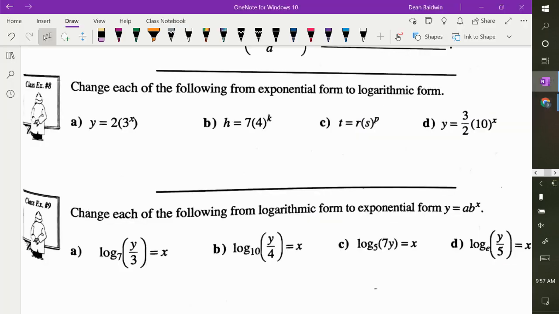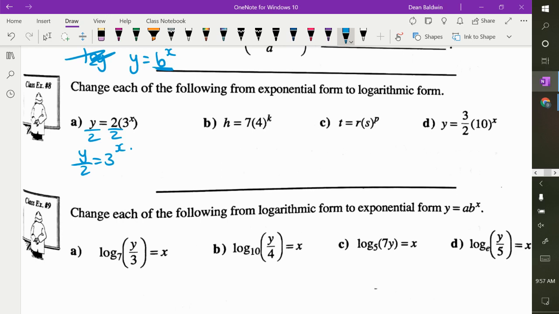Okay. If you have a number in front of the exponent, i.e., basically an a value, you need to get rid of it first. Do not convert to logarithmic form until you get rid of that number, because it has to be of the form b to the x. You need just your base to an exponent. So I'm going to divide off the 2. So I get y over 2 is equal to 3 to the power of x.